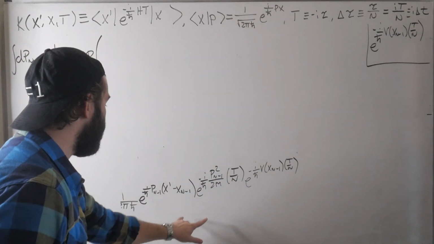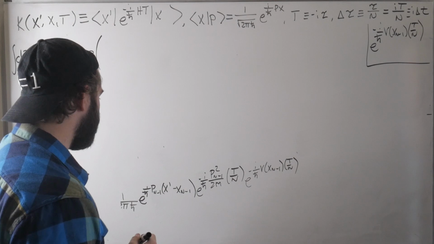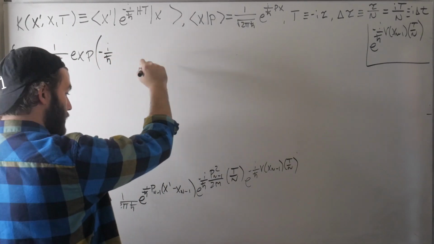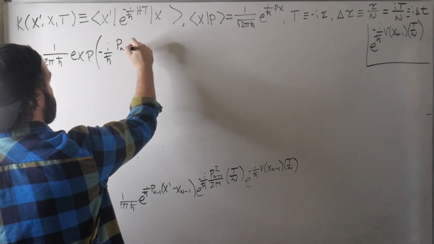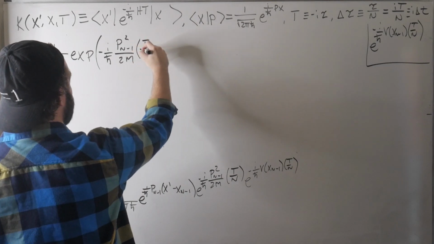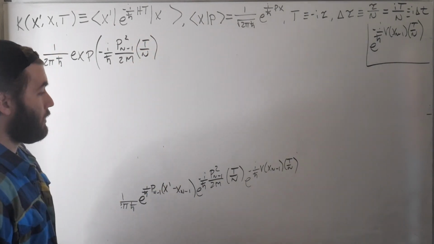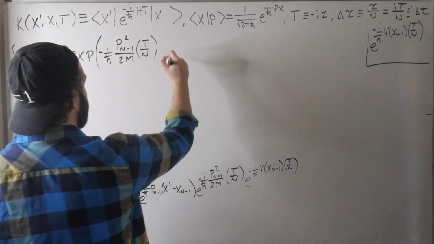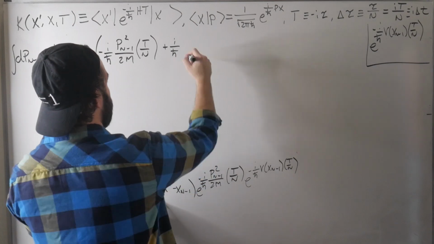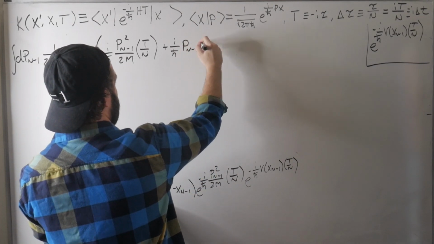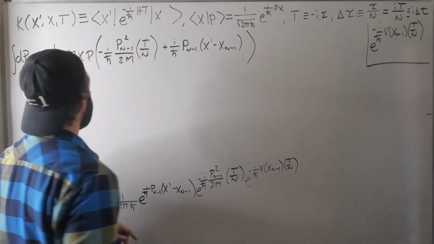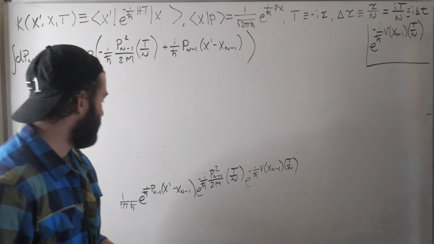I'm going to stop writing e2 though. Let's go ahead and combine these into one exponential. So we have a minus i over h bar, p sub n minus 1 squared over 2m, and then we have a t over n. And this term, plus i over h bar, p sub n minus 1 times x prime minus x sub n minus 1. So this is what we'd like to do the integral of.